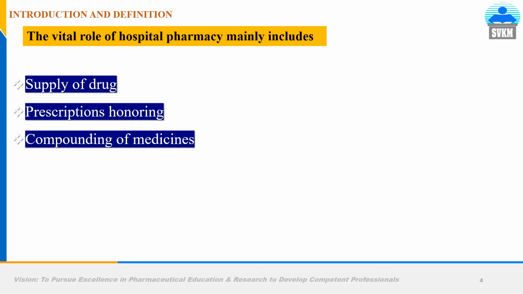For that kind of drug, or if any drug is present in the highest concentration, before it is administered to the patient, it's the responsibility of a pharmacist to first of all compound it and reduce its concentration. Only then is that medicine available for further administration. So this is one of the most important functions of the hospital pharmacy.